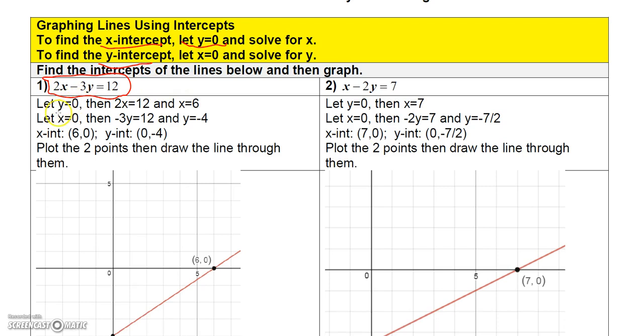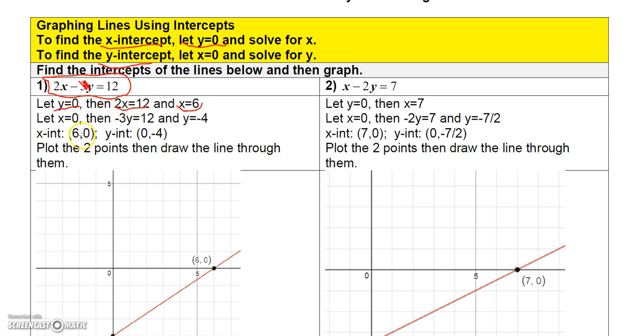So let's find the x-intercept here. If we let y equal 0, then that would make that term disappear, and you would get the equation 2x equals 12. And then if you divide both sides by 2, you get x equals 6.